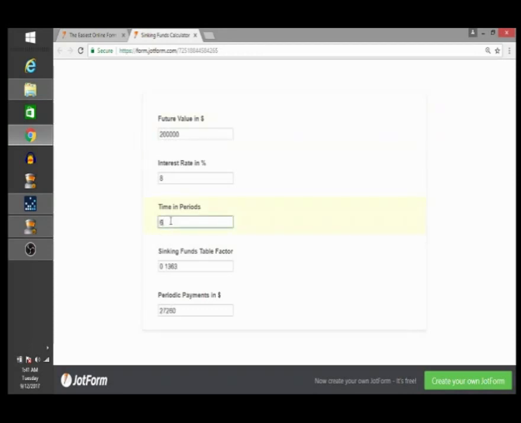Notice that this calculator automatically calculates the periodic payment. This periodic payment comes to about $27,260 at the end of every period, so at the end of every year in this case. At the end of every year, the shareholder needs to deposit $27,260 into the bank to get this future amount of $200,000 to replace the machinery at your workplace, your factory, your warehouse, your office, whatever it might be.